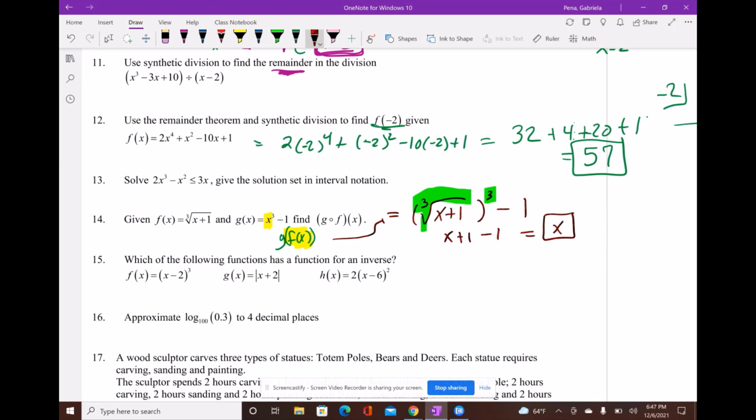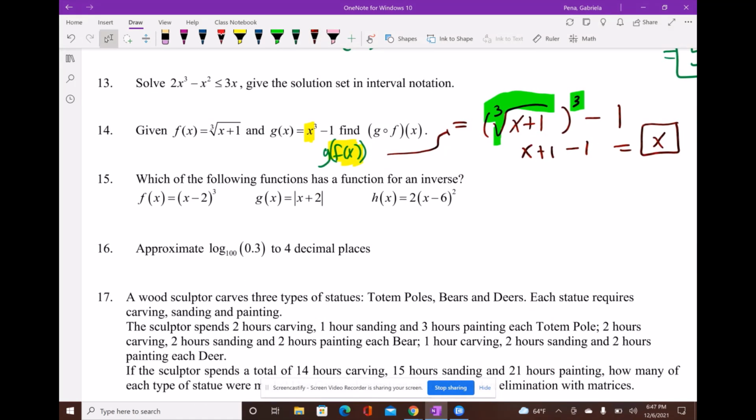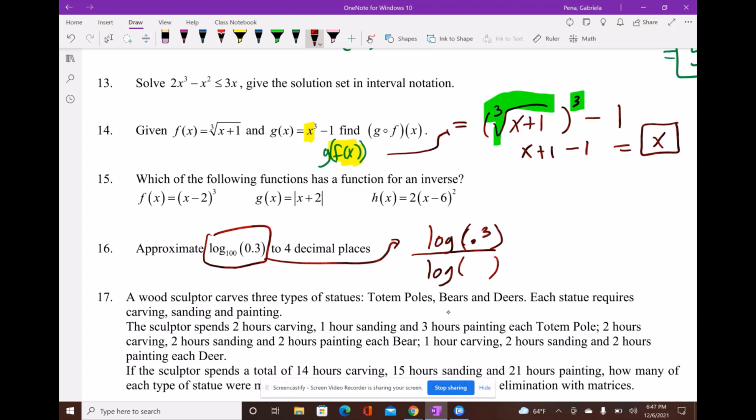Alrighty. We're going to skip 15 for now. Find log base 100 of 0.3. And this is where you're supposed to use your calculator. Round to 4 decimal places. How do we type this into the calculator? Log of what divided by log of what? Log of 0.3 divided by log of 100. Your base always goes in the bottom.